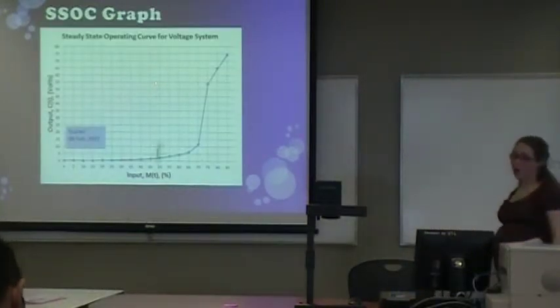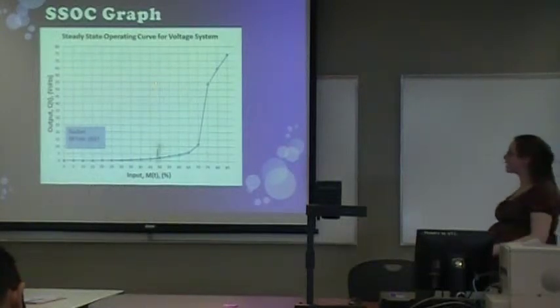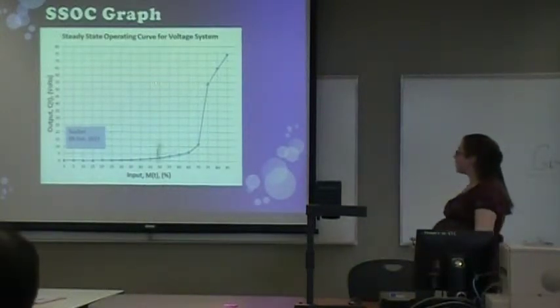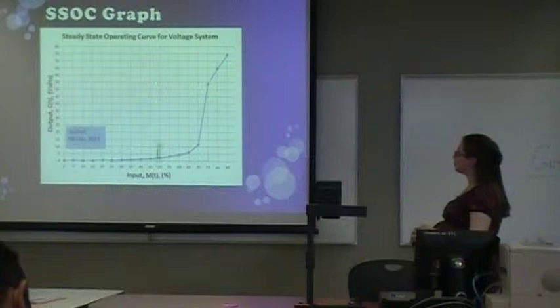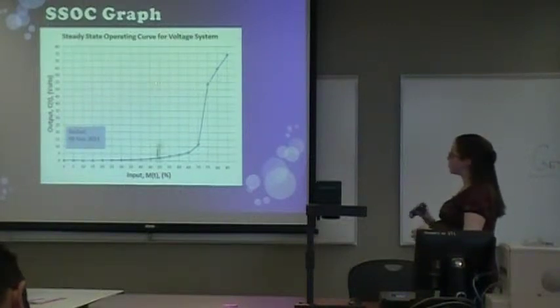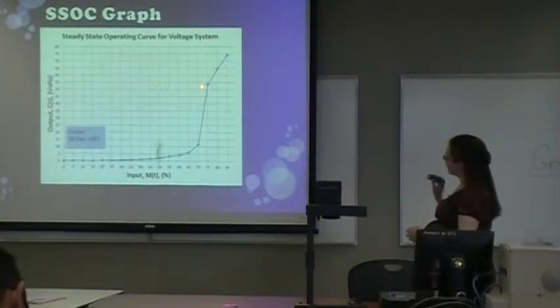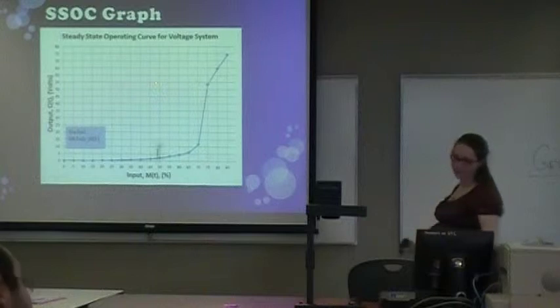This is what our SSOC graph looked like. You have your output and your input, and it's pretty much zero for a long time, and then it kind of jumps up, and then it kind of gets linear.